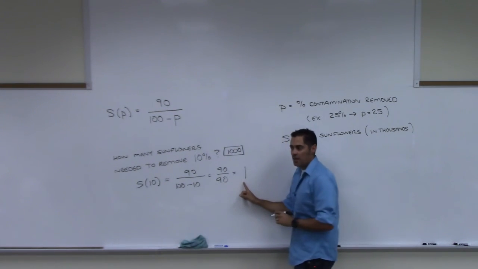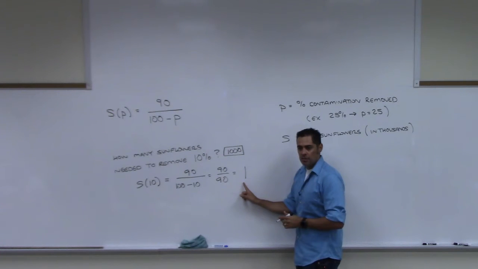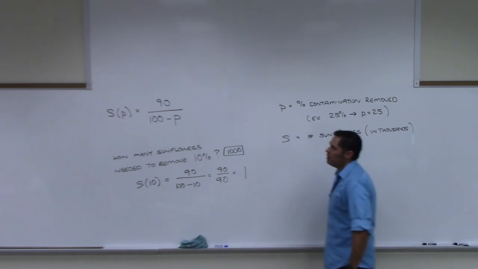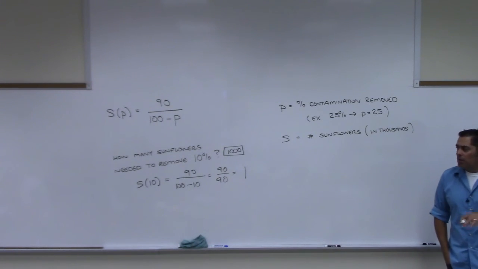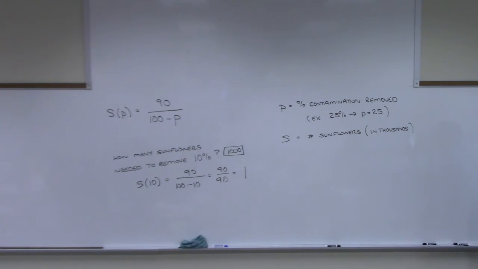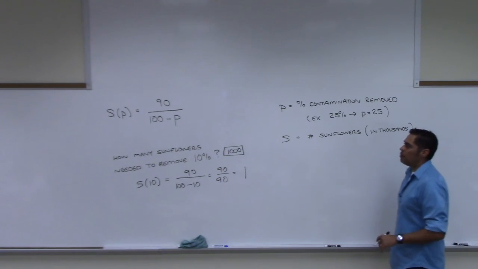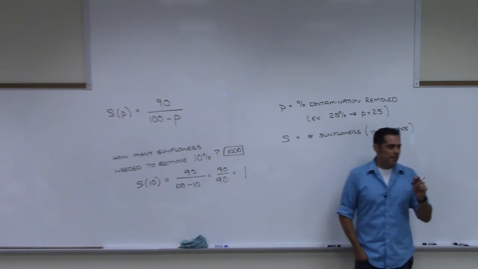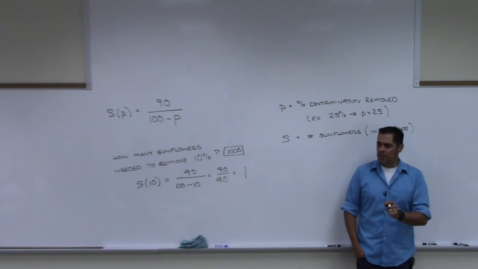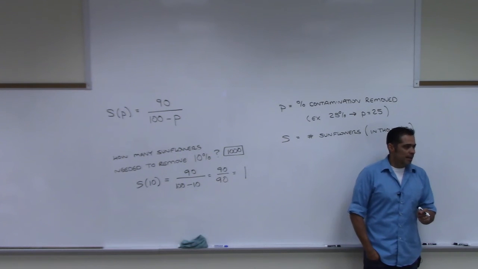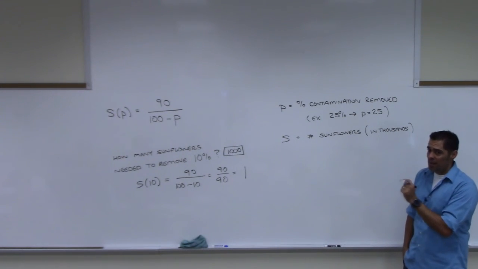So it's this times 1,000 is our final answer. Does that make sense? Okay. So if we want to remove 10% of the contaminants from the soil, we're going to have to plant 1,000 sunflowers to do that. Now, the thing about problems like this is it's actually impossible to remove all of the contaminants. There's not a way to do it. And our function should somehow tell us that.